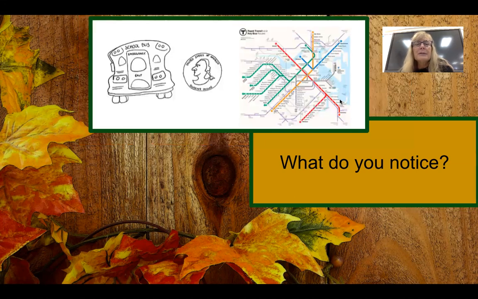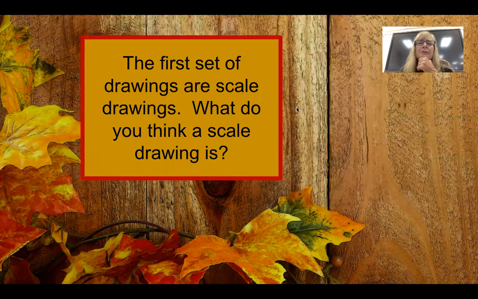All right, so I notice on this one, this is kind of like a school bus, but it's all kind of curvy and out of shape. And I notice that the quarter is distorted as well. And now instead of curvy lines, I have all straight lines. Okay, so the first set of drawings are what we call scale drawings.